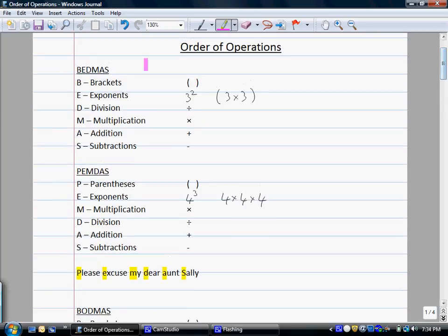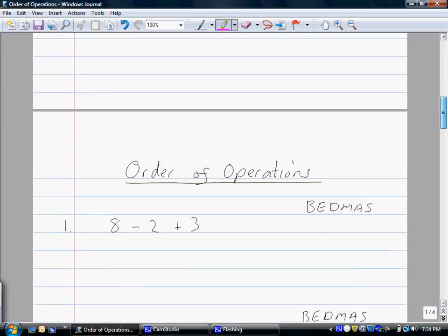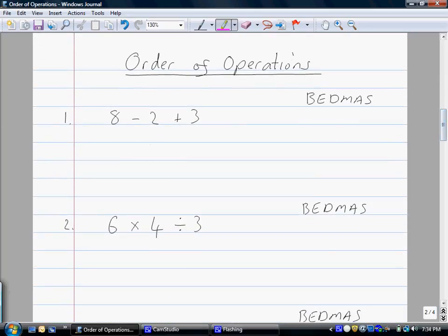Now, these are useful to help you remember what operations to do when, but you also have to know how to use it. It's not quite as straightforward as it might seem. But I'll explain that in the context of these examples. So we'll look first of all at 8 minus 2 plus 3. So the first thing you need to do is look at the operations which are involved in the question. So I have a subtraction and I have an addition. So BEDMAS can help me with this order. There are no brackets, no exponents, no division, no multiplication. The first one I come to here is addition, and subtraction's at the very end.